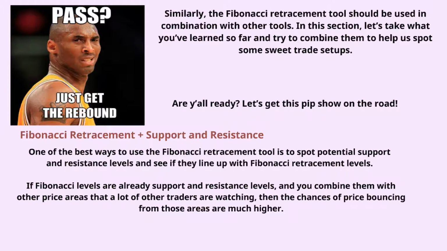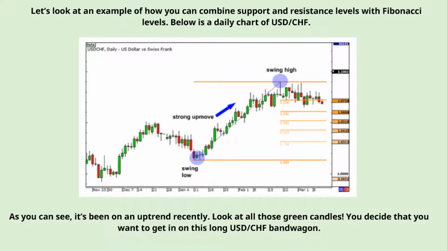Fibonacci retracement plus support and resistance. One of the best ways to use the Fibonacci retracement tool is to spot potential support and resistance levels and see if they line up with Fibonacci retracement levels. If Fibonacci levels are already support and resistance levels, and you combine them with other price areas that a lot of other traders are watching, then the chances of price bouncing from those areas are much higher. Let's look at an example of how you can combine support and resistance levels with Fibonacci levels.